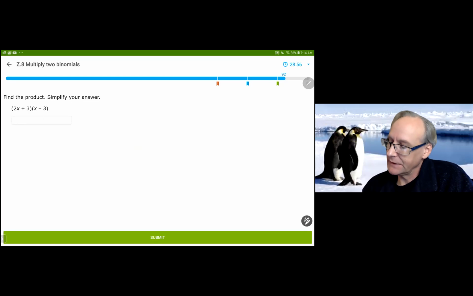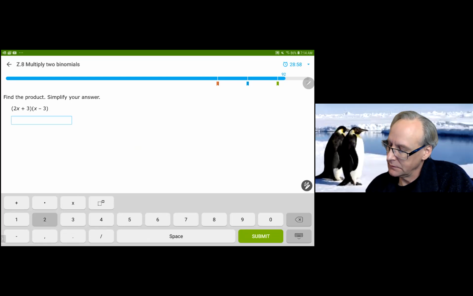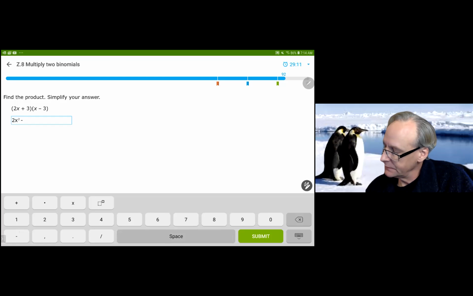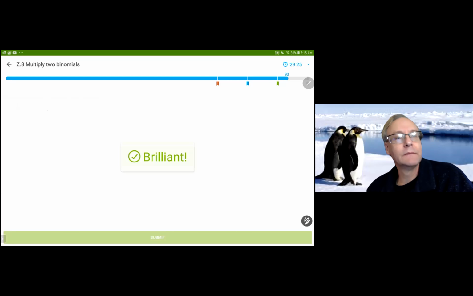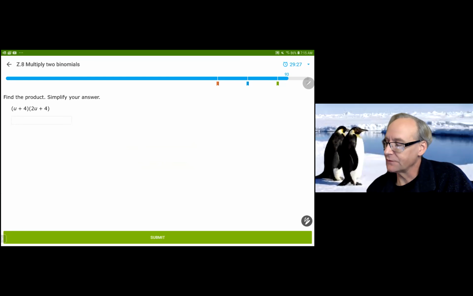Okay, we've got a 2x squared. And what I want you to do is think about the middle terms. We've got the 3x and the minus 6x, which is minus 3x, isn't it? And our last term is a minus 9. I'm spacing it all out so it works out nice. That's probably good enough. Let's maybe stack one last one.